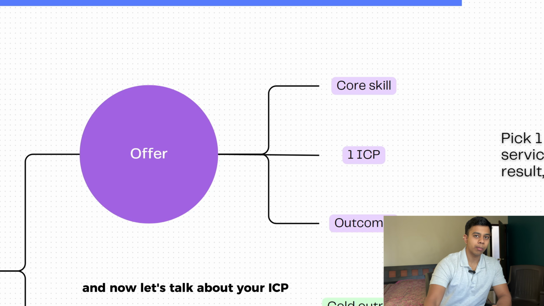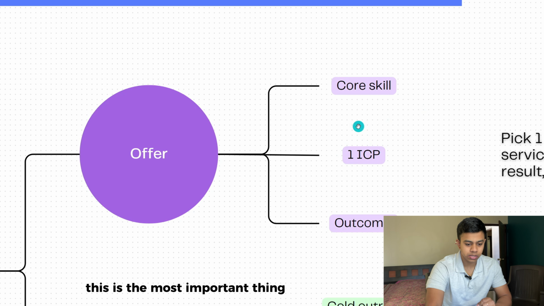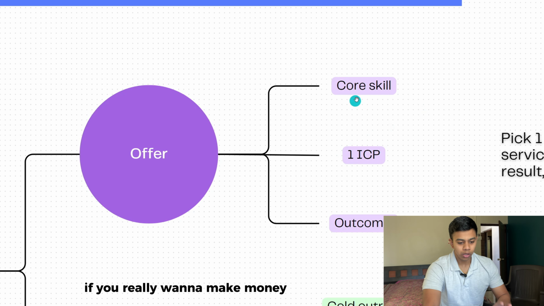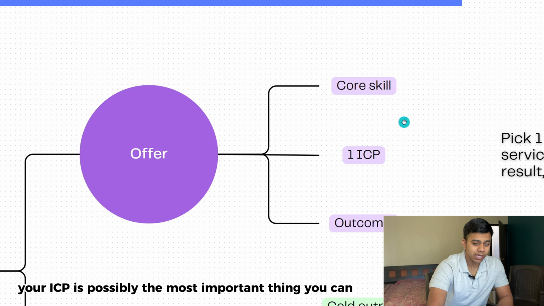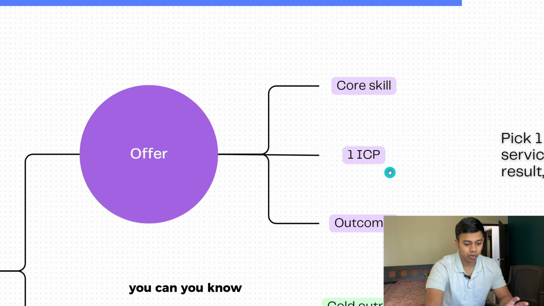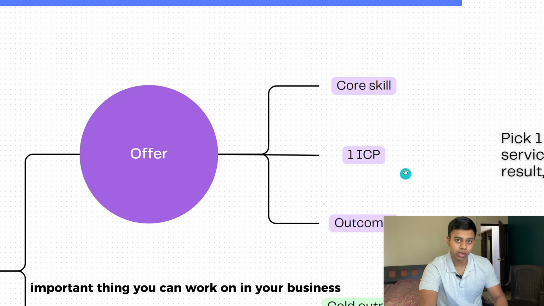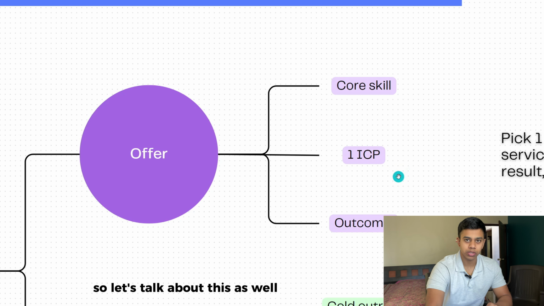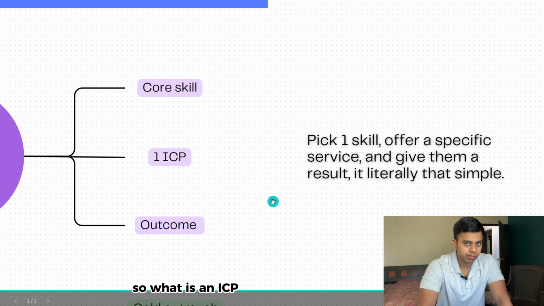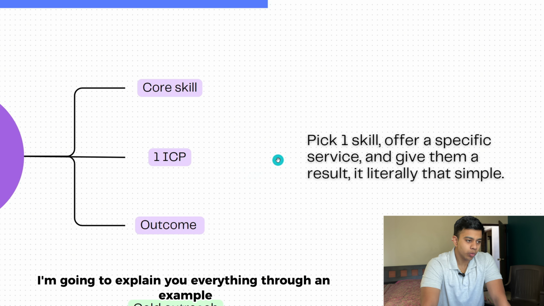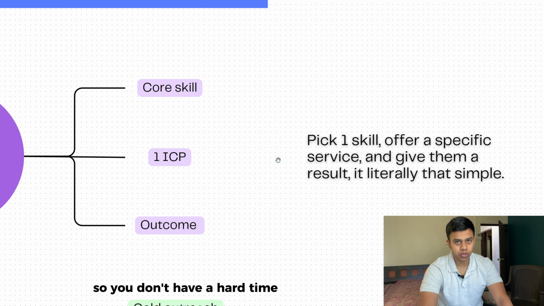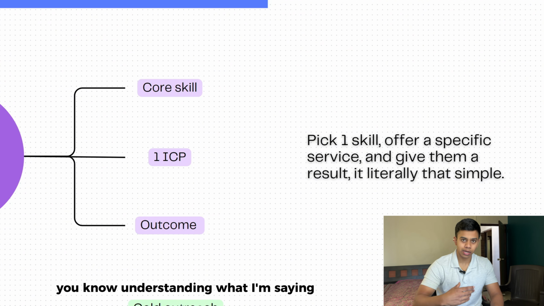And now let's talk about your ICP. This is the most important thing. If you really want to make money, if you really want to take this seriously, if you really want to build a business, your ICP is possibly the most important thing you can work on in your business. So let's talk about this as well. So what is an ICP? An ICP is simply an ideal client profile, and I'm going to explain you everything through an example, so you don't have a hard time understanding what I'm saying.